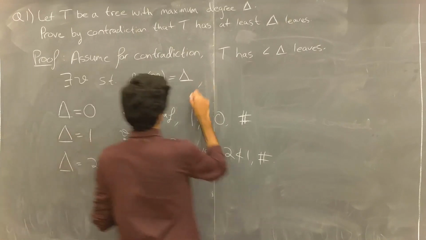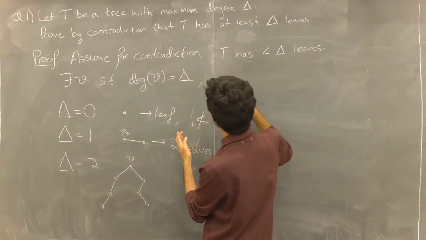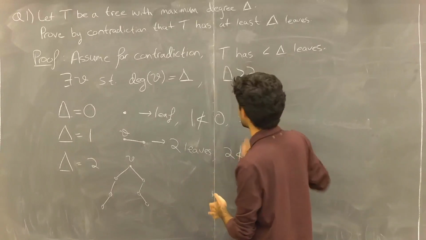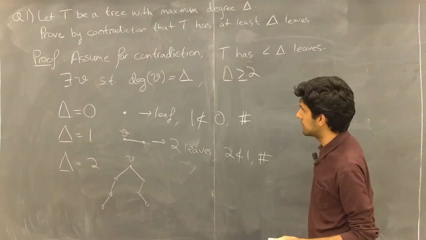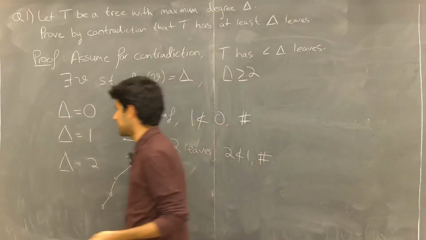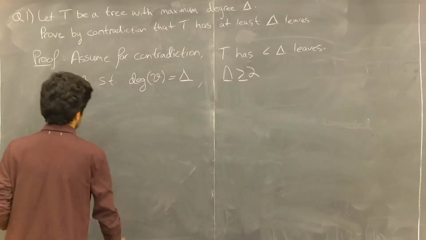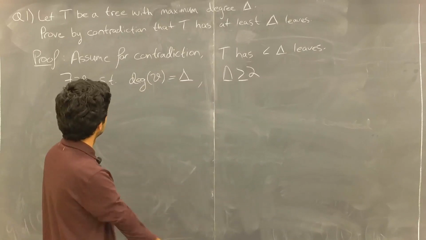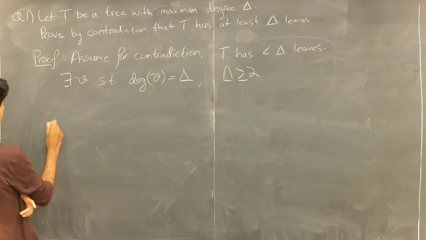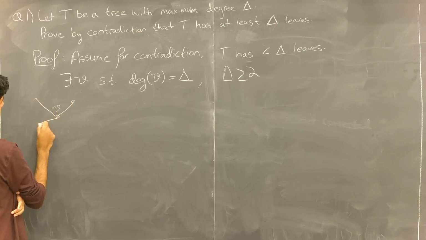But now we've already handled the cases 0 and 1, so we will separately handle the case where delta is greater than or equal to 2. And hopefully the remainder of the proof will prove all of these cases. It's just these edge cases, when delta is small, are kind of annoying, so just handle them first. Okay, so delta is greater than or equal to 2. Again, we have this vertex V that has all of these neighbors.